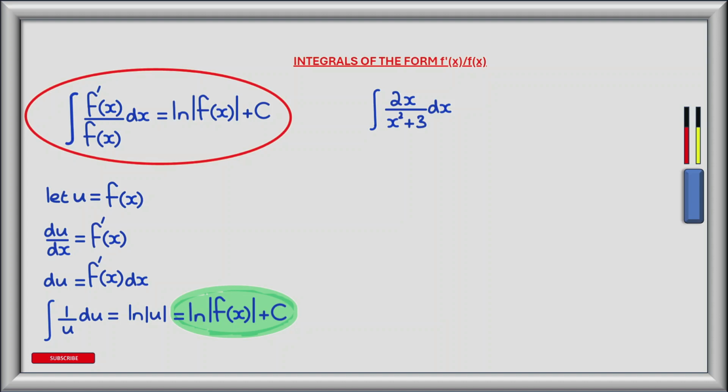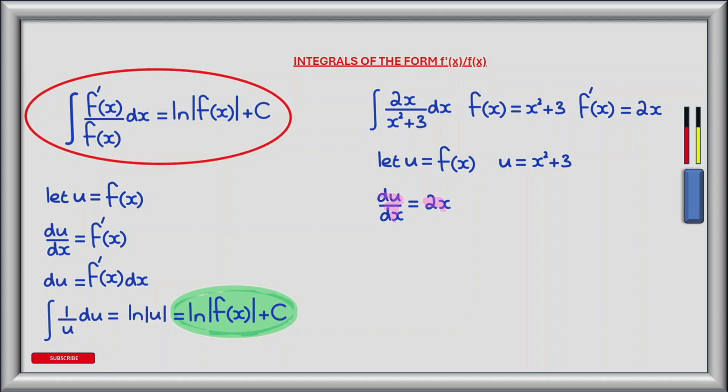So in the first example, we have the integral of 2x divided by x squared plus 3 dx. In this case, f of x, which is the denominator, is equal to x squared plus 3. And f prime of x, which is the derivative of f of x, is equal to 2x, which is the numerator. So now if we let u equal f of x, so u equals x squared plus 3, du by dx is equal to 2x, and therefore du is equal to 2x dx.